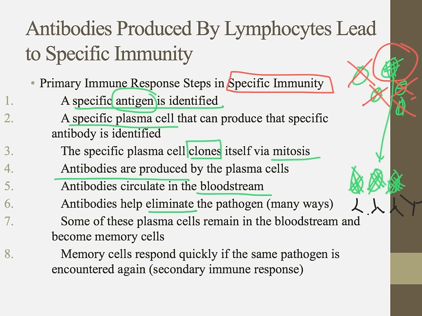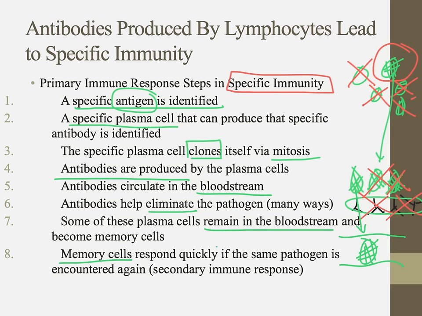Once I've fought all the pathogens, once all the pathogens are gone, I don't really need these antibodies anymore. These guys have become unnecessary. So that means I don't need these antibodies, and I also don't need all of these extra B cells. Some of them I'm going to get rid of, but some of them I'm going to keep in the bloodstream, and they're going to morph into what we call a memory cell. So memory cells are going to remain in the bloodstream, and they're just going to hang out there, making sure everything's going good.